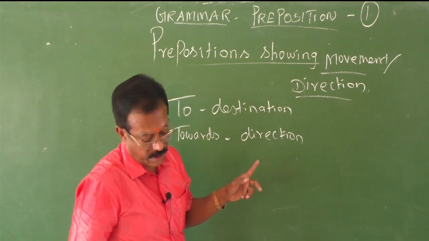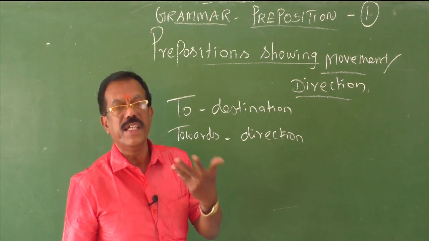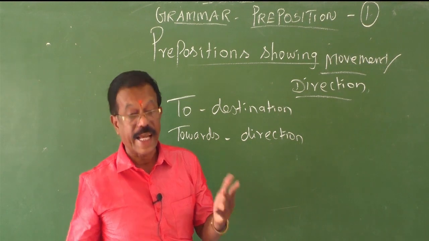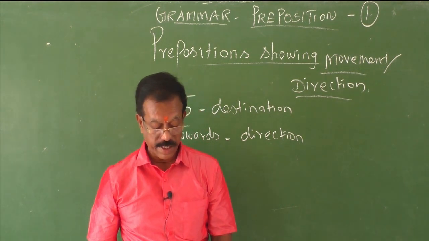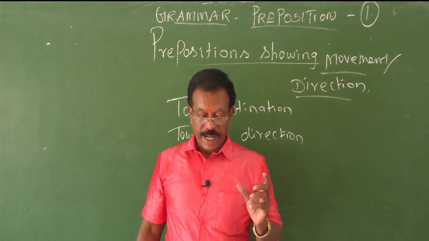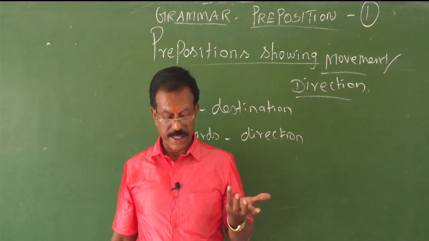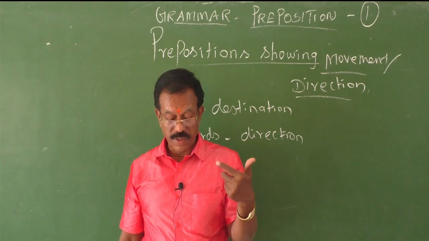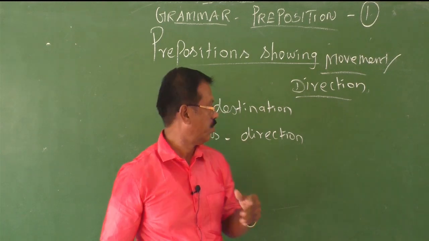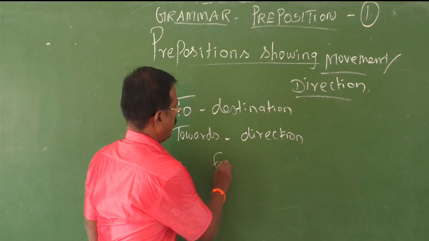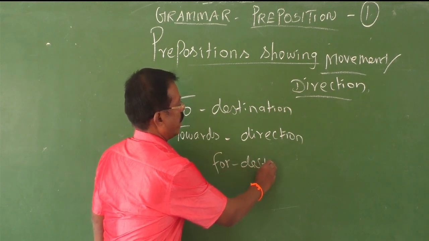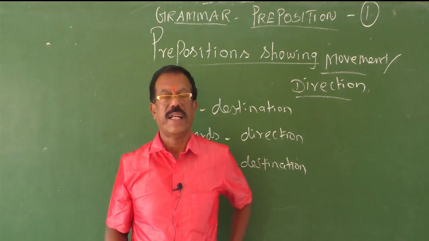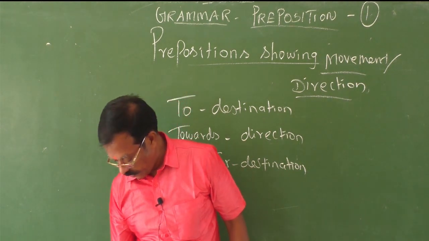So we went to the school means we reached the school. We went towards the school means in the direction of the school. So you should know the difference. Okay. And then we can use for also for destination. To directing destination, towards in the direction of. For is also used to refer to destination. He is leaving for Chennai tonight.